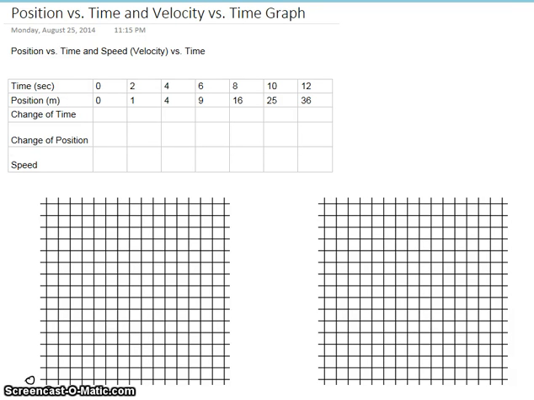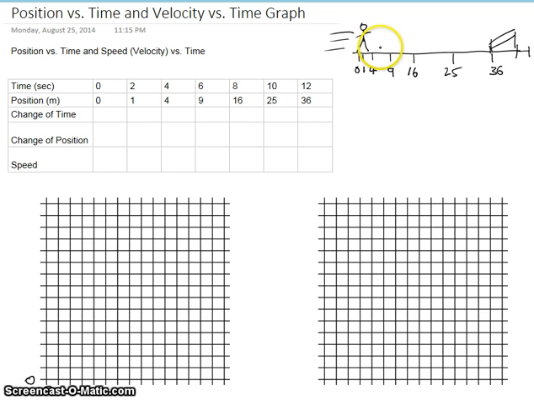Hey physicists, just a quick little review of position versus time and speed or velocity versus time graphs. I've collected some data. I was checking my position. You can see every 2 seconds, at 2, 4, 6, 8, all the way up to 12 seconds, I recorded my position at 0, 1, 4, 9, 16, 25, and 36 meters.